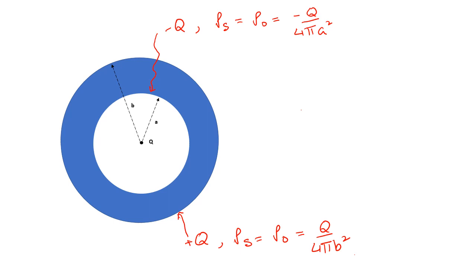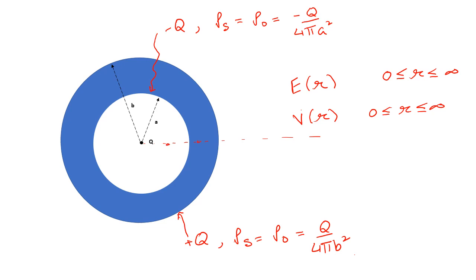The next question asks to calculate electric field for different regions of r. I want to see how electric field and electric potential vary as I go to different points. So let's say we go to different points. We want to be able to define what the electric field and the potential there is going to be.